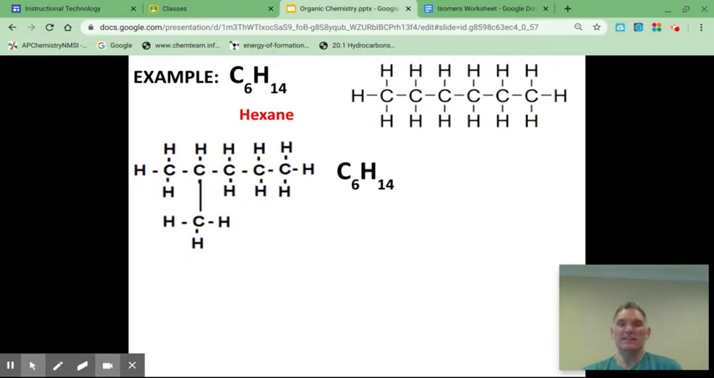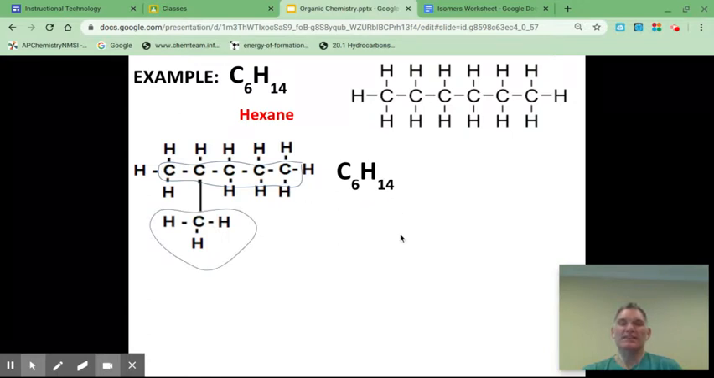Now, which one is it? I have 5 carbons across. They're single bonded. So that's going to be pentane. I have a methyl on the second carbon, right? So this is 2-methylpentane.